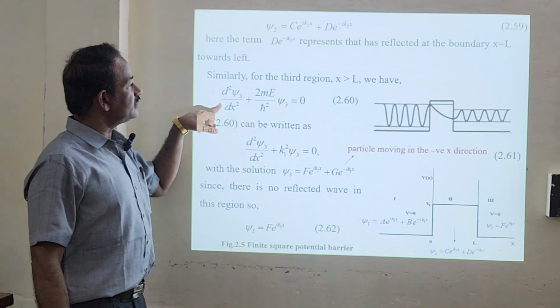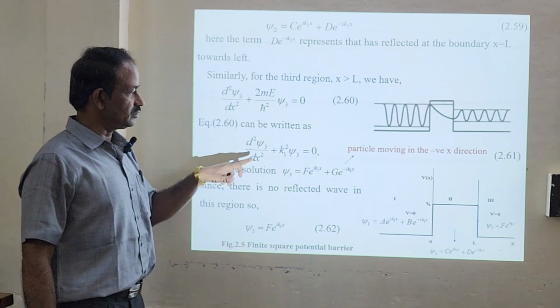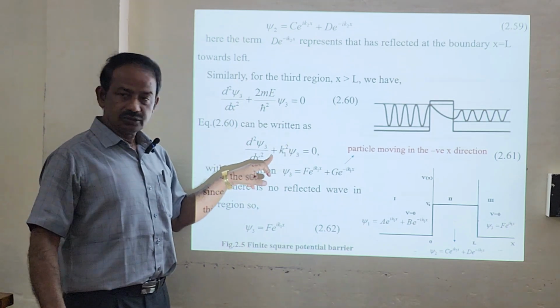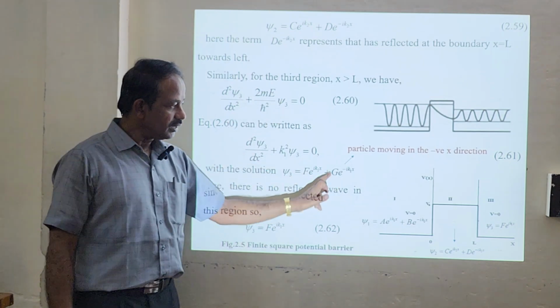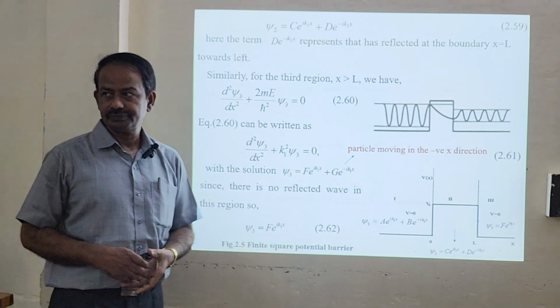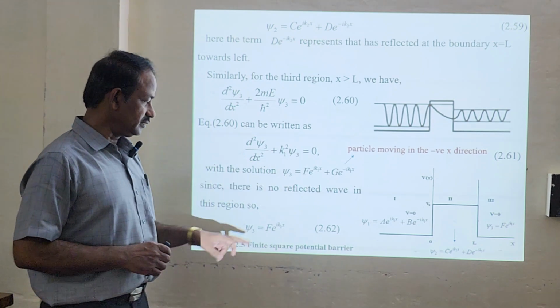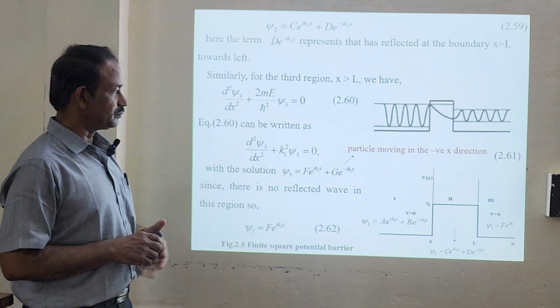Now in the third region, d squared psi 3 by dx squared plus 2mE by h bar squared psi 3 equals 0, and the same thing we have to write. This can be replaced by k1 squared, and your psi 3 will be this one, and this term is absent. You will get only this term alone. So there is no reflection in the third region. That's why psi 3 is given by F e^(ik1x). Is it okay?